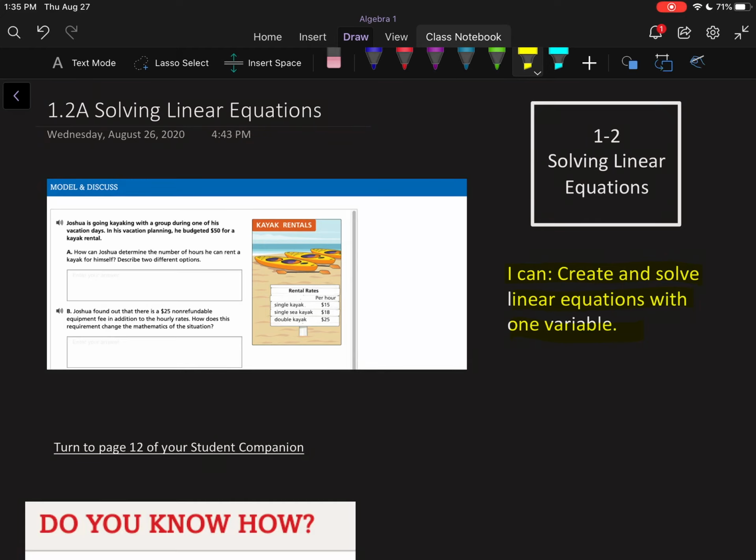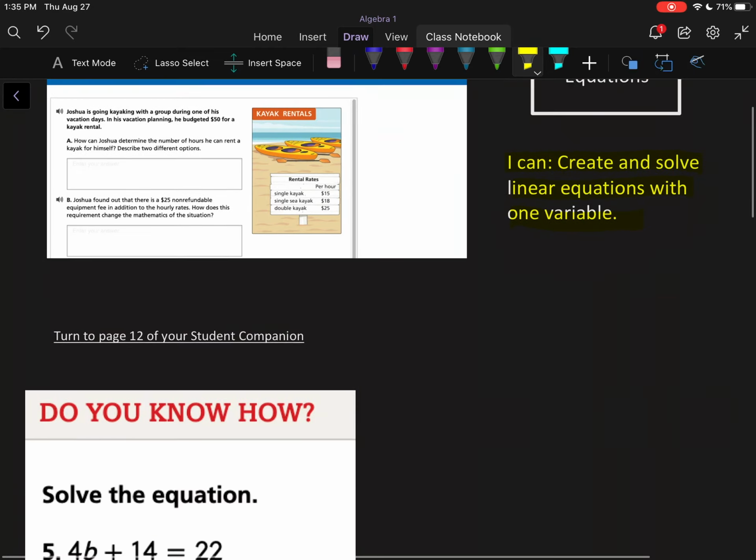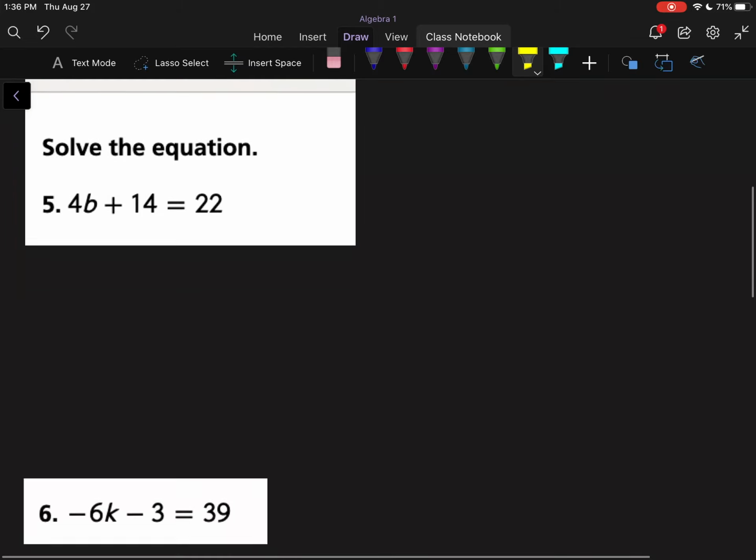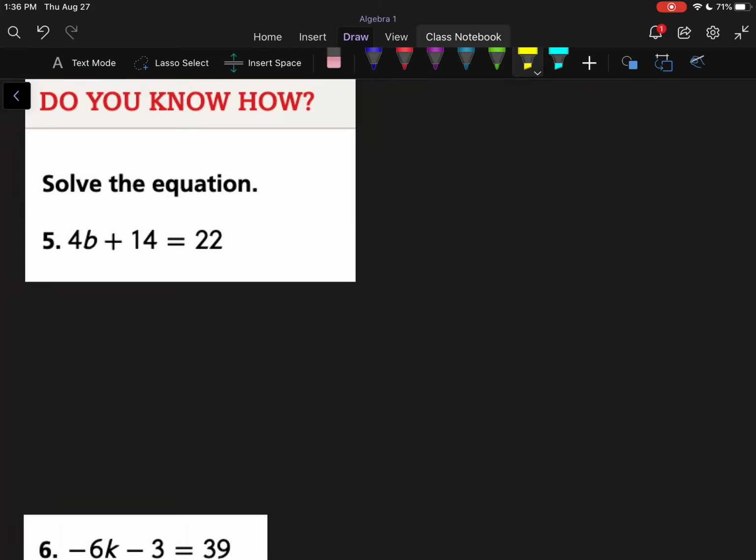Before we do any of the first few examples in lesson 1.2, we're going to do a couple practice problems first. So turn to page 12 of your student companion. We're going to review solving two-step equations. So in your student companion, look at number 5, and we are going to solve this equation.